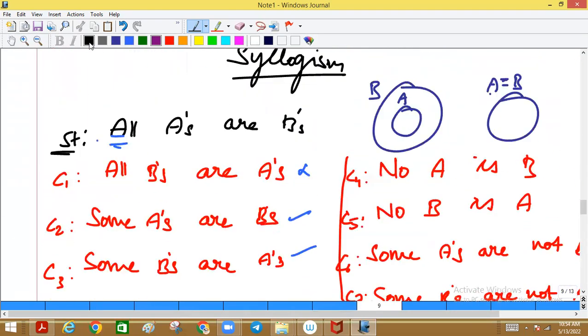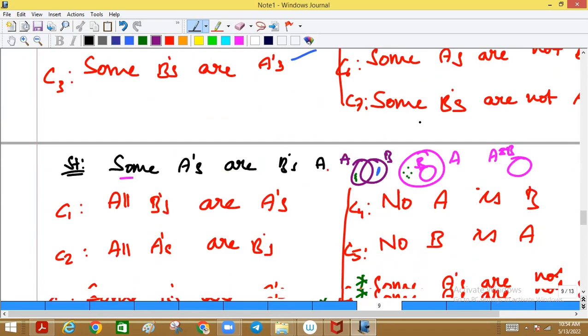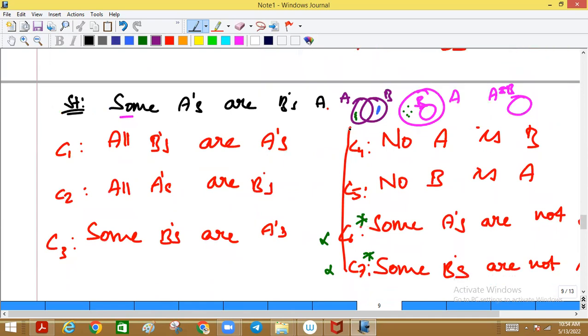If there are two figures, this is minimum intersection. If they overlap fully, it becomes maximum intersection. That's the only logic, right? No intersection, minimum intersection, maximum intersection. Yes or no? Now tell me, when you say that all A's are B's, this is having the minimum intersection because you have to take this as the figure. When you take some A's are B's, always follow this because these two figures are having minimum intersection.